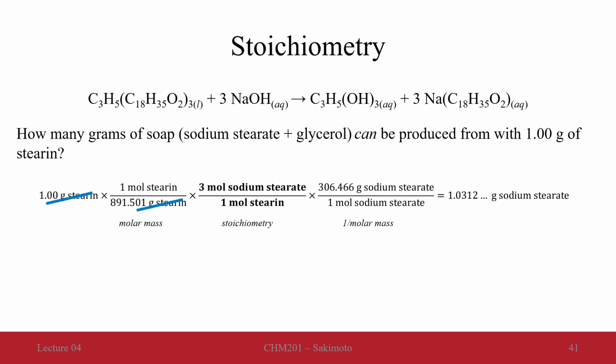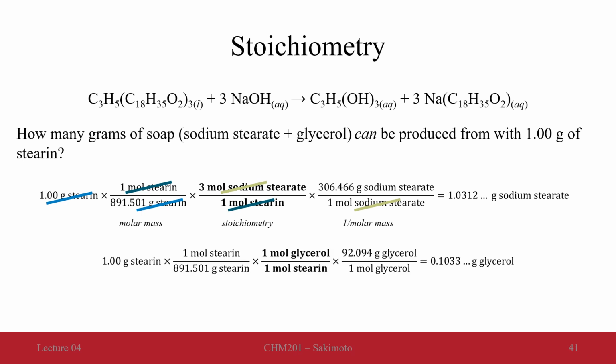If you ever have a doubt that you're doing the right thing or you're not sure you set up this equation correctly, I always encourage you to do dimensional analysis to check that your units cancel out. Grams of stearin divided by grams of stearin, moles stearin per mole stearin, mole sodium stearate per mole sodium stearate leaves me with just the unit of grams of sodium stearate. You can also calculate how much glycerol is left over, the secondary product, following a similar path, similar idea. But now, of course, having this ratio instead of 1 to 3 stearin to sodium stearate, 1 to 1 stearin to glycerol.